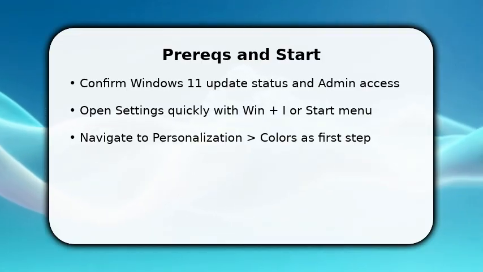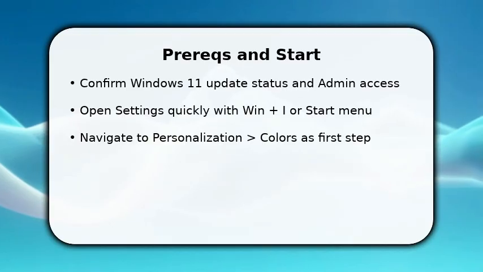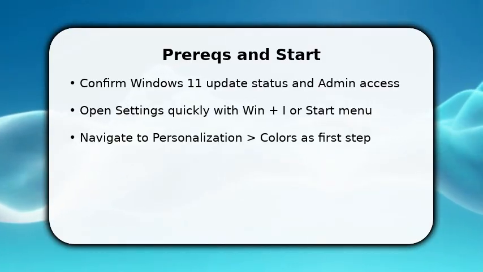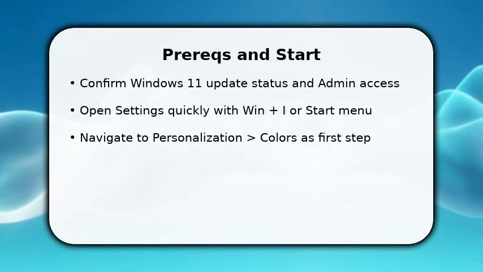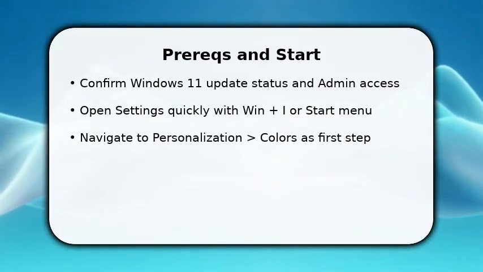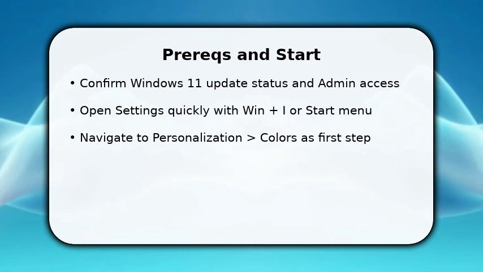Click Personalization, then select Colors. This is the primary control surface where Windows applies dark versus light modes. While you're here, make sure Accent and Transparency settings won't reintroduce dark elements later. Once done, you're ready to change the base app and system theme in the next slide.